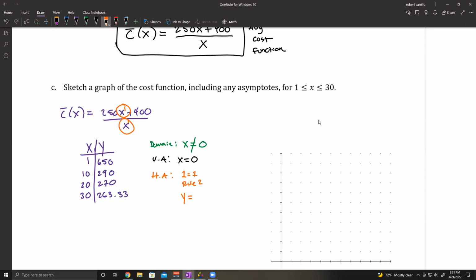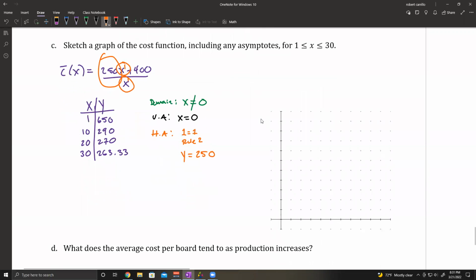250. Because remember, rule 2 puts the leading coefficients over one another. Well, you get 250 over 1, which is just 250. There you go. There's a horizontal asymptote. Y equals 250.